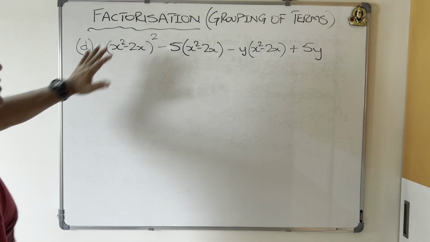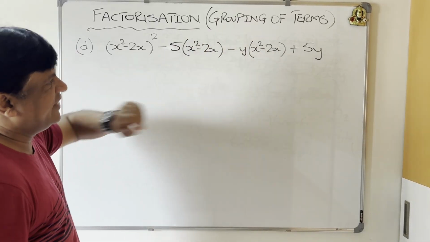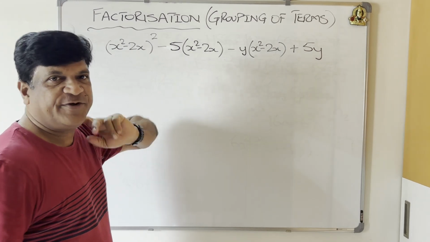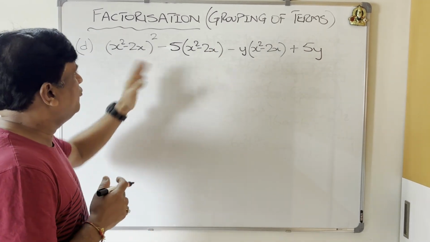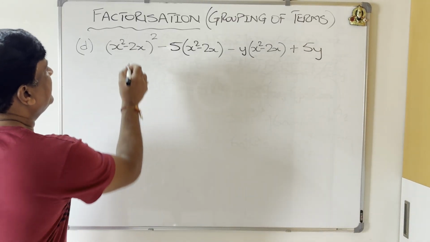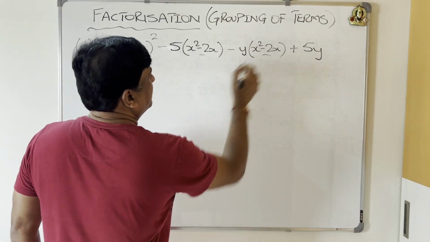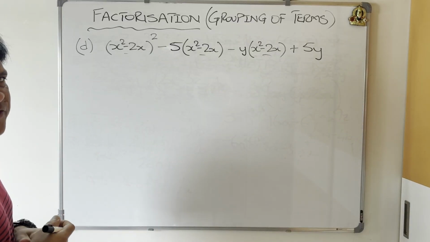One last example for grouping of terms and factorizing it. Look at this expression. It's a large expression over here. It has 4 terms with multiple things. So the moment you look at the problem, what do you see? There is a common thing in all of them. Can I remove that so that my life becomes much easier?